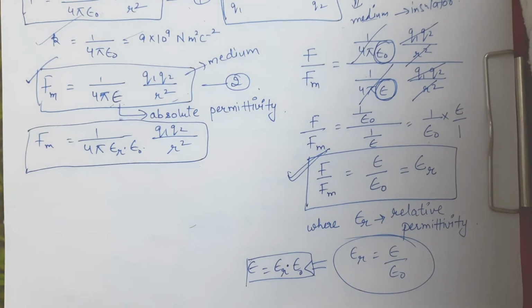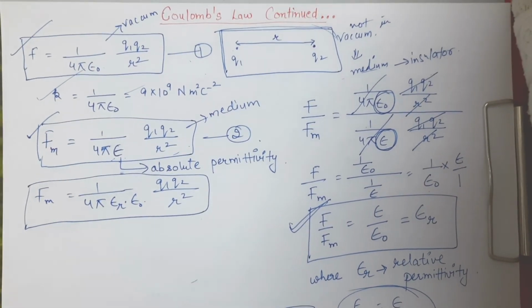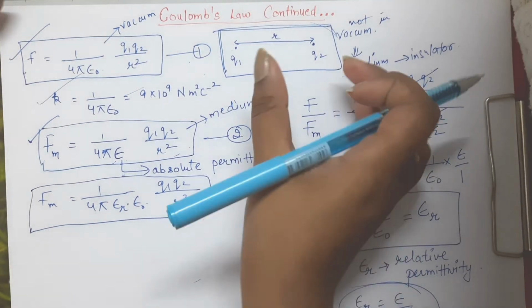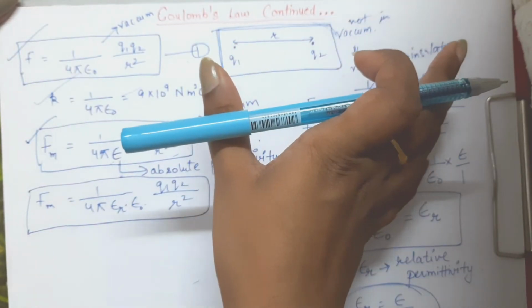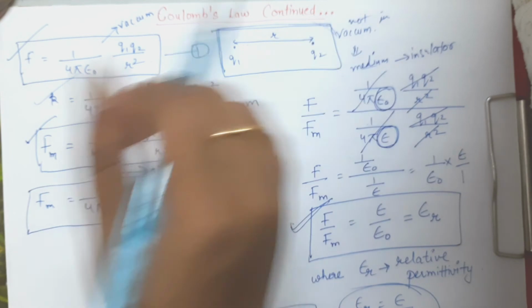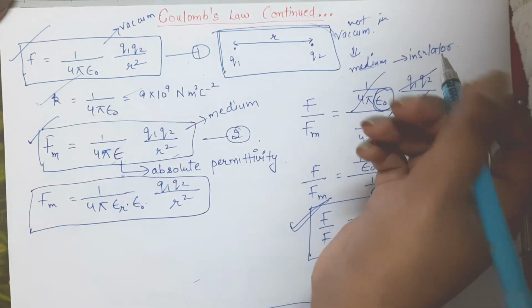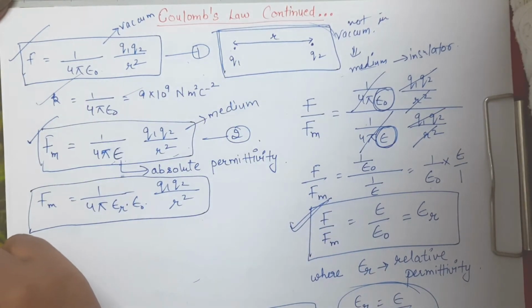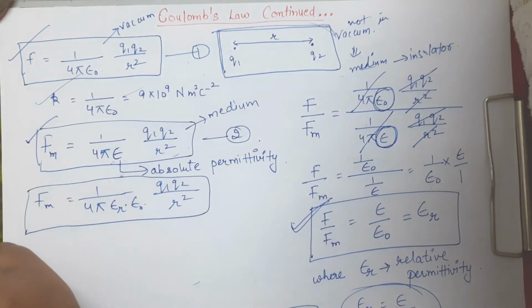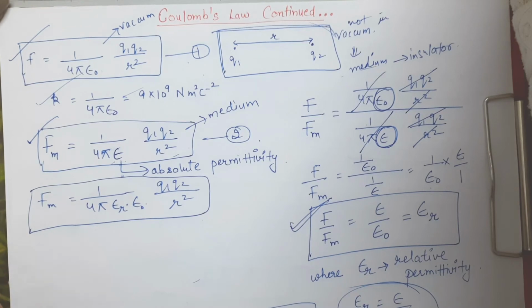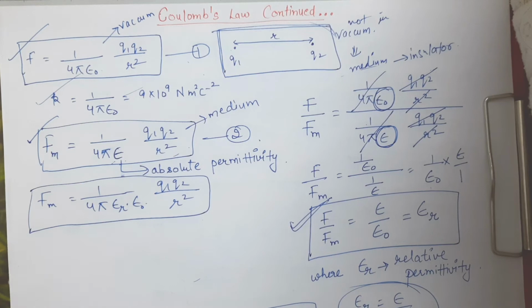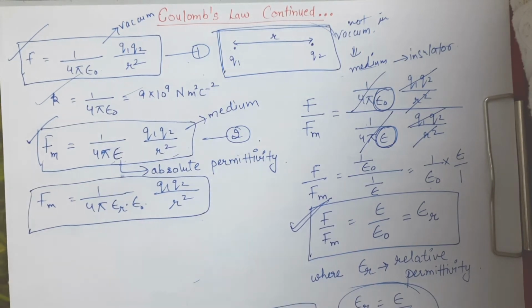So till now we have discussed that we have two charges, q1 and q2, separated by distance r, and the force between them. But till now we have not discussed the direction of the force, in which direction the force will be acting. For that we need to look at Coulomb's law in vector form, so that we can understand in which direction the force is acting. That is going to help us a lot. So now we are going to discuss Coulomb's law in vector form.